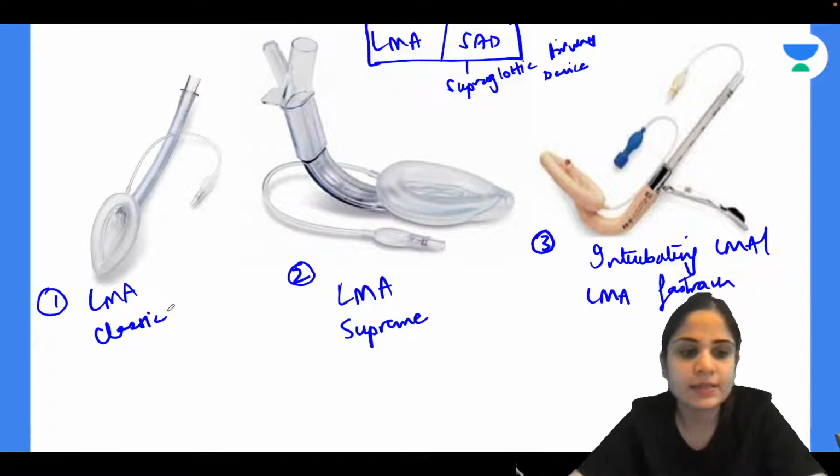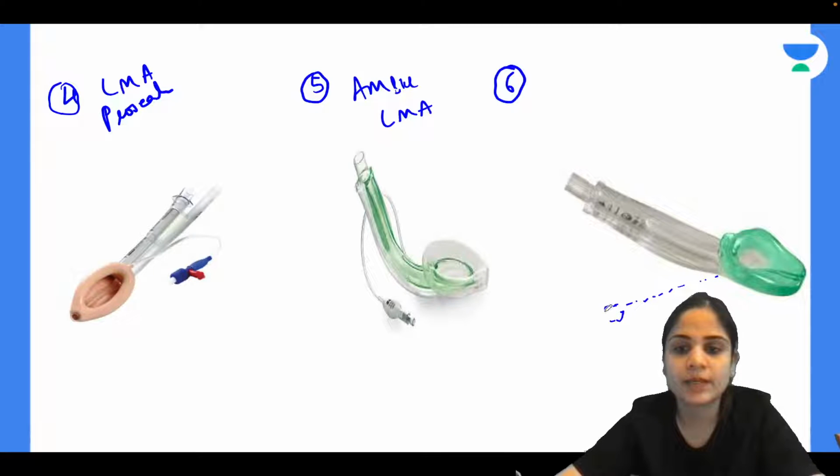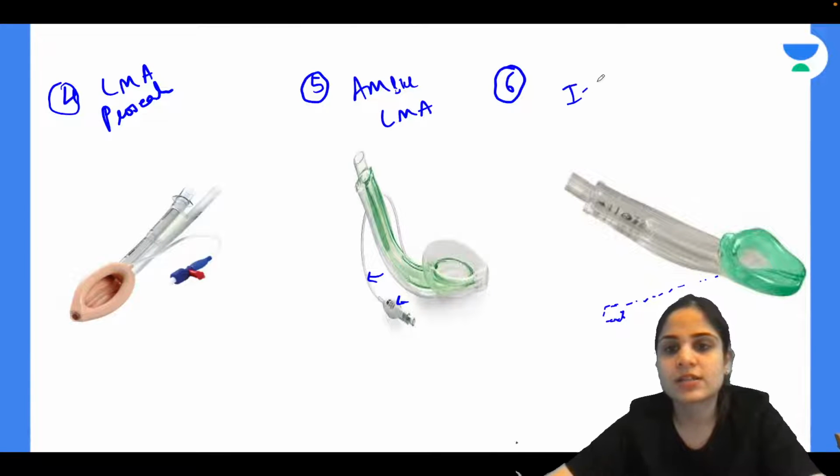And any other LMAs that you guys can identify? Five and 6 is left. 5 is fully green LMA. Any idea? This is called as the Ambu LMA. And 6, what is peculiar about 6? See that there is no pilot inflation line, there is no pilot balloon over here like in all other LMAs. Very good, Anu. So 6 is iGel LMA.